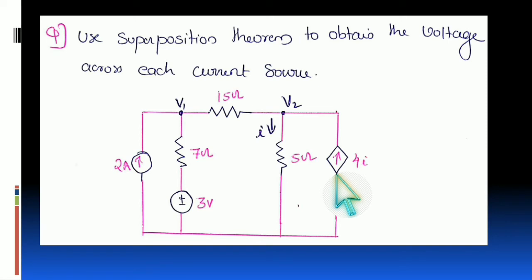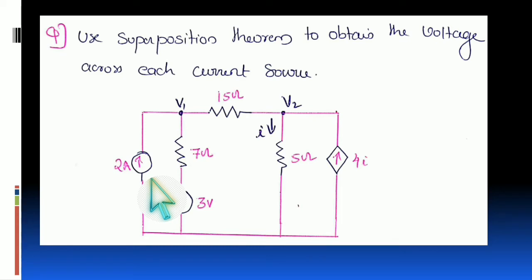So we are asked to find out the values of V1 and V2 using the superposition theorem. Since we are using superposition theorem, first we have to find the values of V1 and V2 when this 2 ampere source is acting alone, then the values of V1 and V2 when this 3 volt voltage source is acting alone. Finally, these two values are added to obtain our desired V1 and V2. Okay. Let us first focus on this 2 ampere current source, which means we are going to find V1 and V2 when this 2 ampere current source is acting alone.